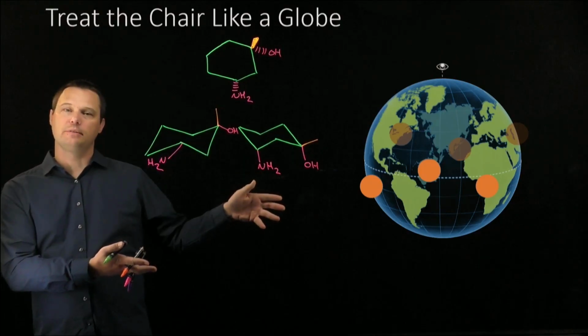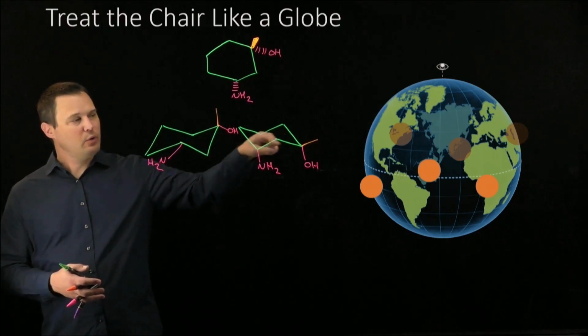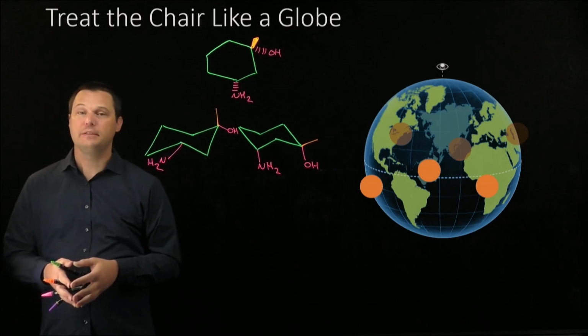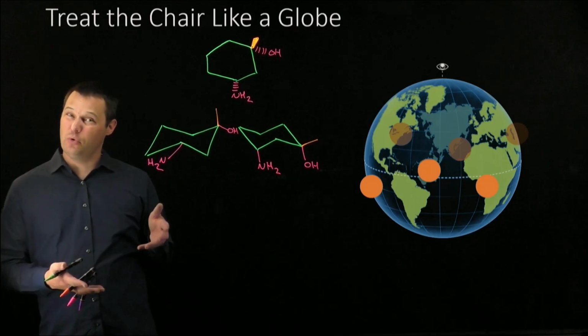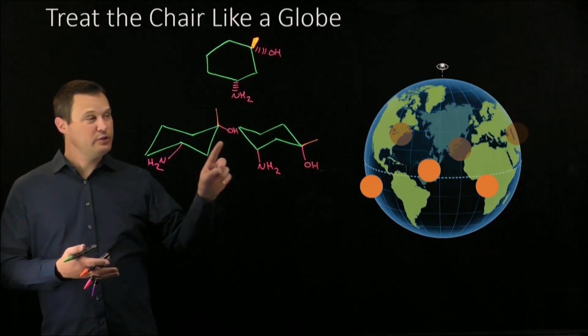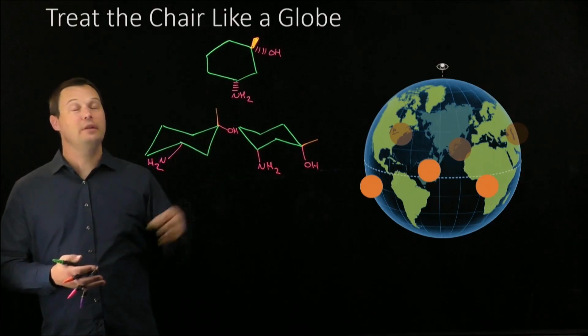That's our starting point. The ring carbons live around the equator of our globe. Once you picture that, a lot of organic chemistry becomes a lot easier, because now the question is no longer, which rule do I apply? Now the question becomes, which direction is this bond pointing relative to the globe?